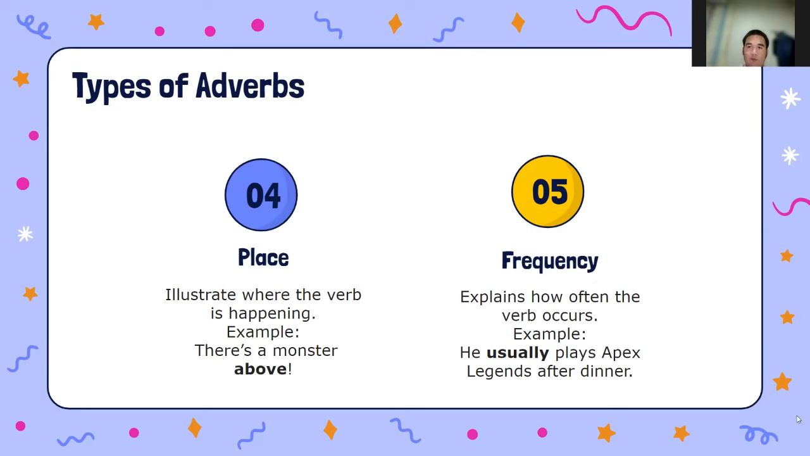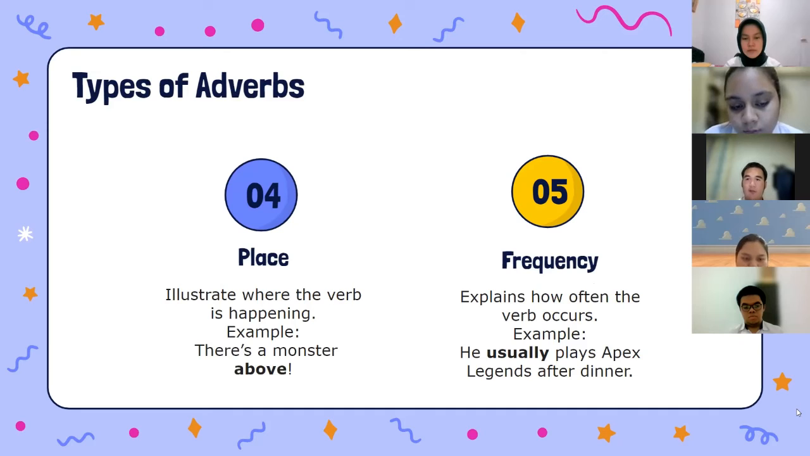And the last one is frequency, which explains how often the verb occurs. The example is, he usually plays Apex Legends after dinner.